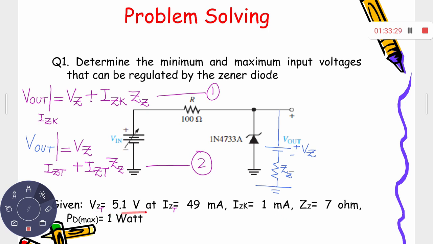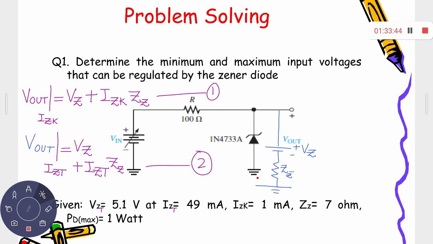VZT is given, 5.1 volt. IZ is given as 49 milliampere. So from that you can calculate what is my V out at IZK. When you calculate this V out at IZK, then this is the voltage across these two terminals.